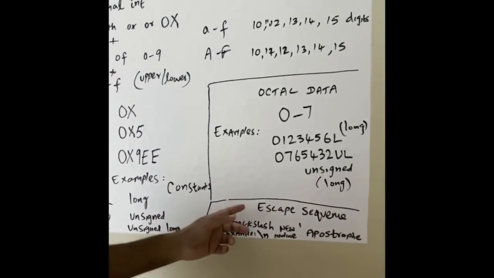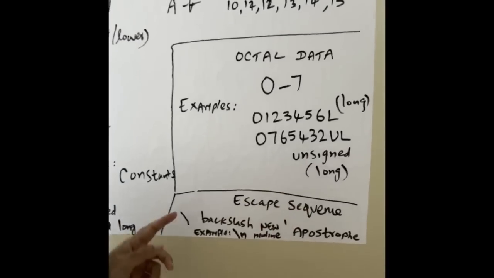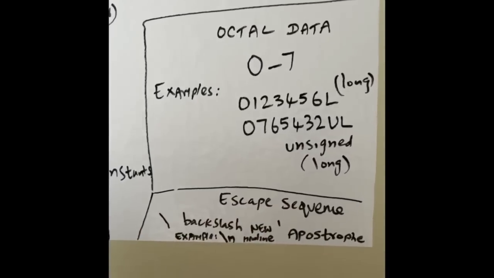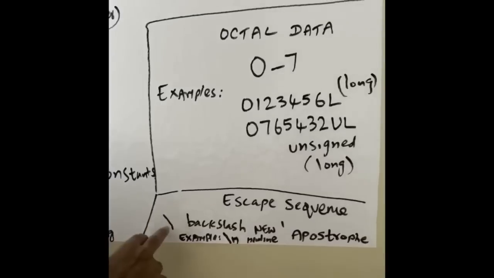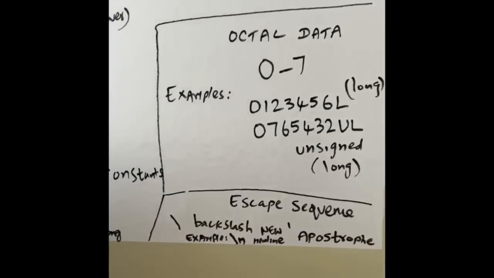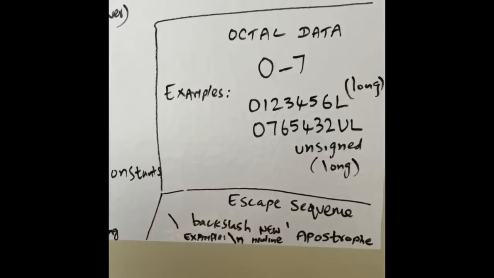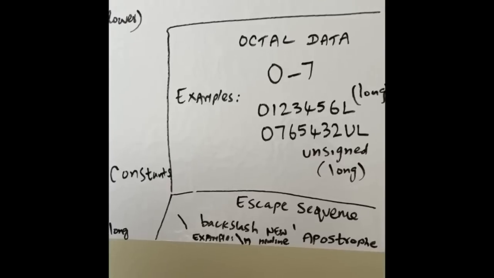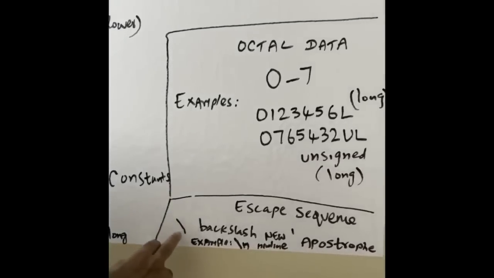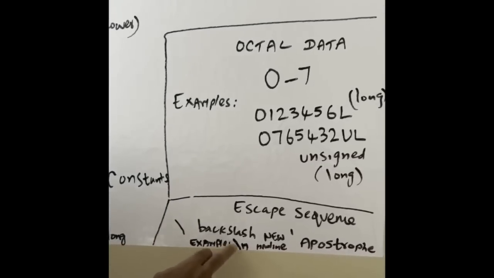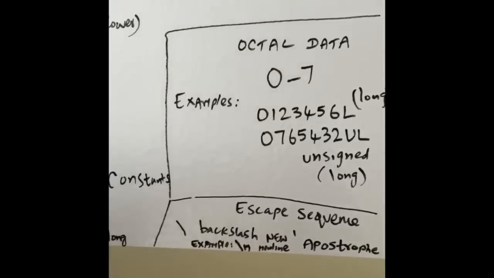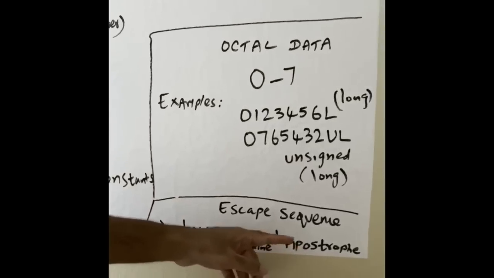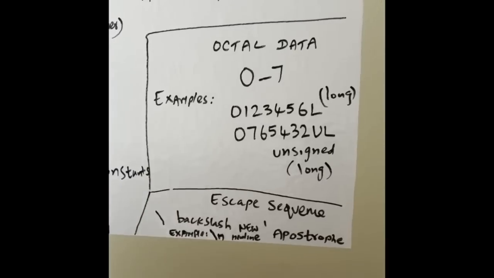Next we'll talk about a character called escape sequence. Sometimes we have to use a backslash inside the program, but backslash has a different meaning in C. So to override that one, we use another backslash. For example, backslash n means a new line. An apostrophe we use when storing the string in characters.